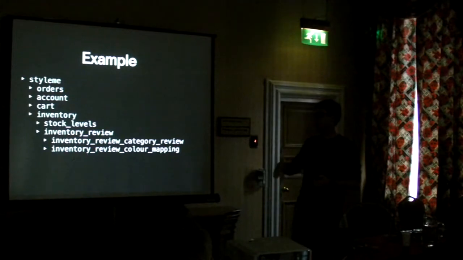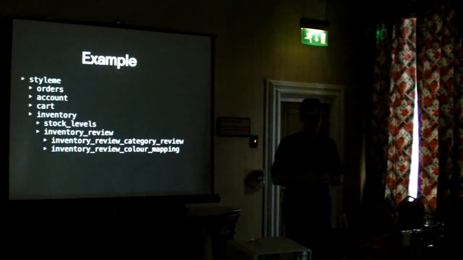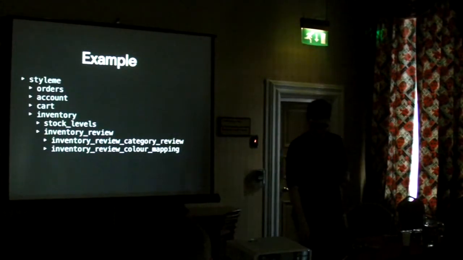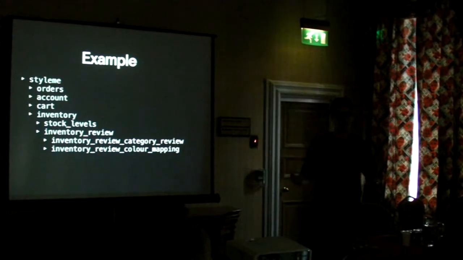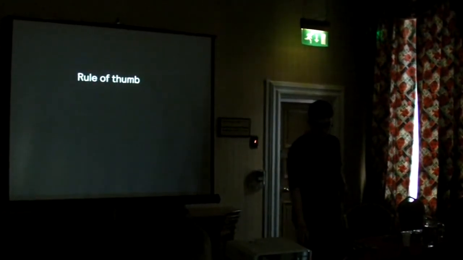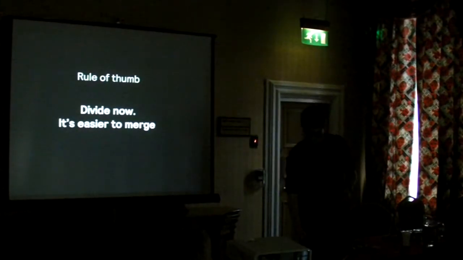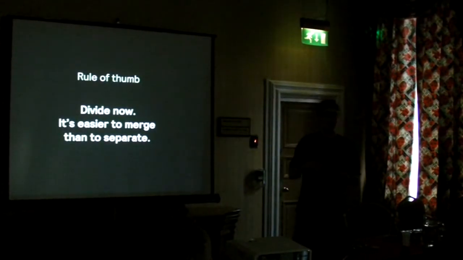In practice, we don't tend to nest much further than this. I think we've got 4 fourth-level apps, and they're very, very specific. So this tends to get most of the benefits. So yeah, the rule of thumb is divide now. When you're making new features, make a new app from the beginning, because it's easier to merge apps together than it is to separate them later on down the line.